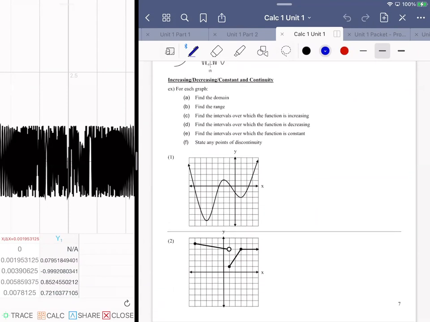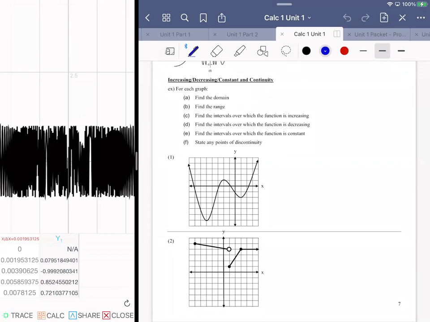So one way to determine the behavior of the graph is to determine things like domain and range, where the function increases, decreases, and all that good stuff. All right. So these are really the key ingredients of identifying how a graph behaves over an interval.